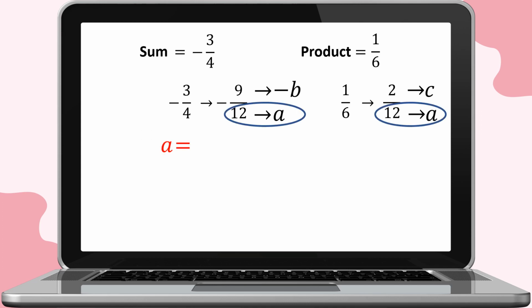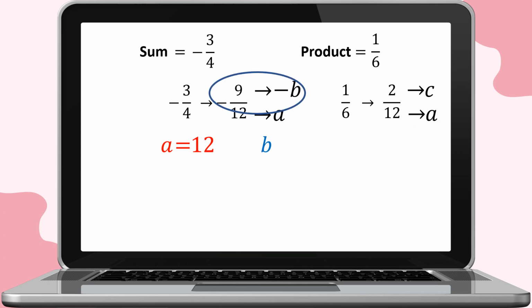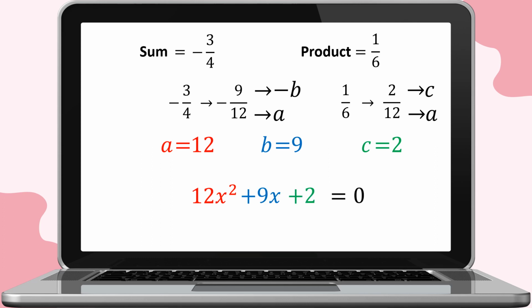Our A is equal to +12. B is equal to +9. And C is equal to +2. So our equation is written as 12x squared plus 9x plus 2 equals 0.